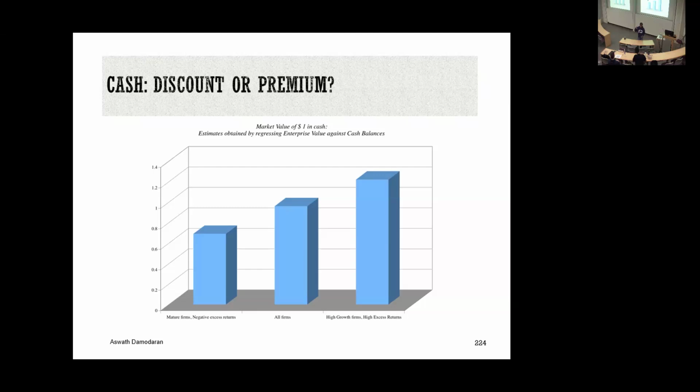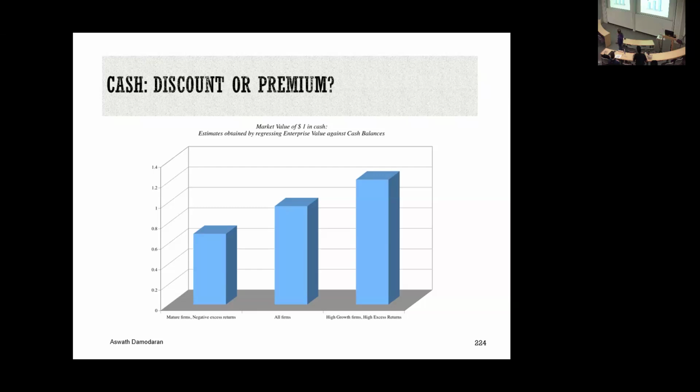You have a $10 billion cash balance. I act as if you have only 6.9 billion. And if you look at the other extreme, at smaller high growth firms, which earn well above the cost of capital, $1 in cash is actually valued at $1.22. The market seems to be okay, not just okay, giving you a premium because you hold on to cash.